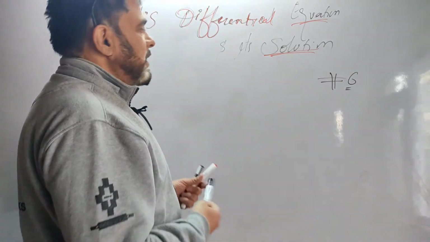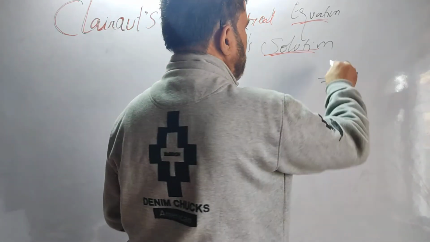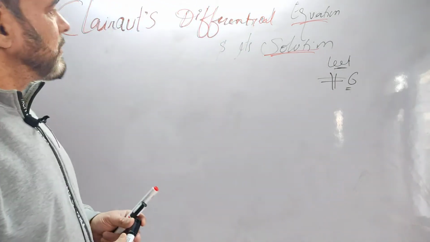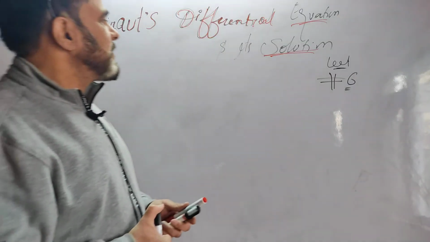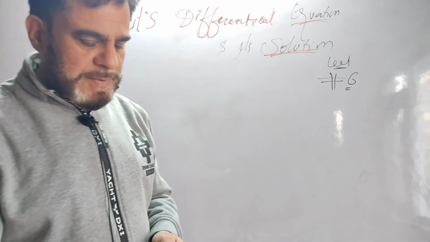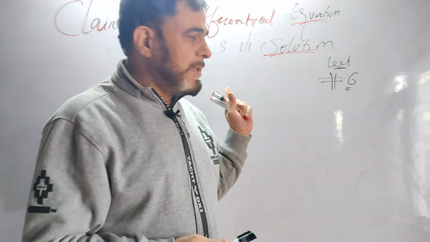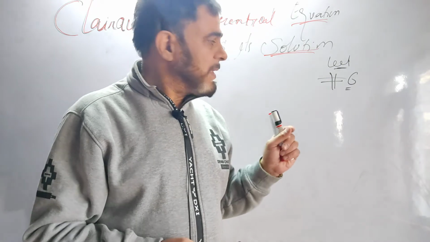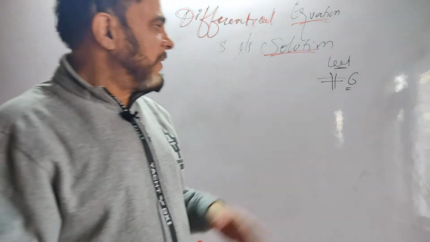This is the sixth lecture. It is lecture number 6. This will be now the Clairaut's differential equation and its solution. And before you go through this lecture number 6, you should go through the lectures from 1 to 5.